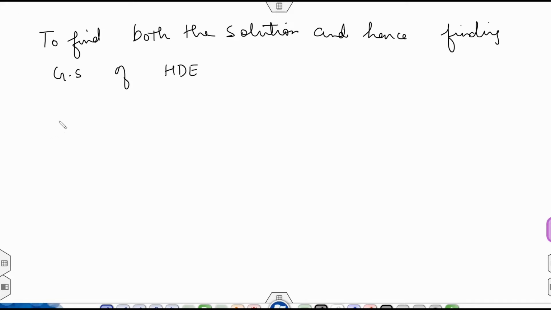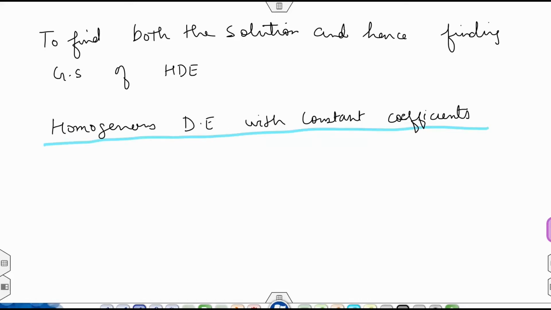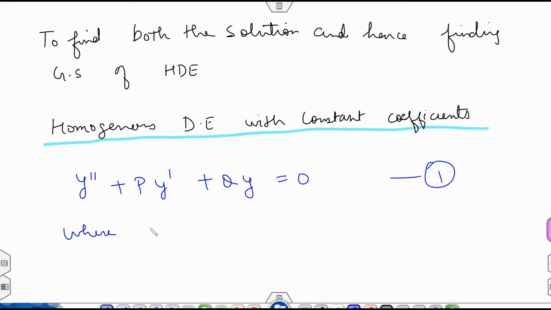So I'll just write down the heading: to find both the solutions and the general solution of a homogeneous second order differential equation. As I have told you, I will describe the homogeneous differential equation with constant coefficients. So here we are considering equations of the form y double dash plus p y dash plus q y equal to 0, where p and q are constants. We will see how we can find the solution of this type of differential equation. Firstly I will describe the theory and then we will do a few examples.